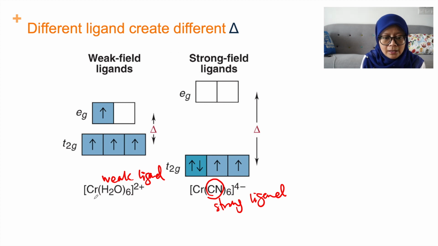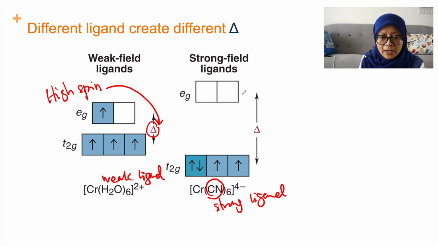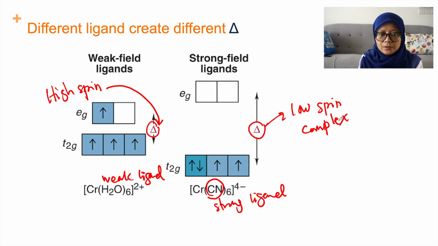So in this case, how to determine this other than the types of ligand? If you have the weak ligand and the strong ligand, what happens here? Most of the time, the weak ligand will give you a small energy gap, and this is what we call high spin. Why? Because it has a smaller energy gap here. If you have a strong ligand, or a large energy gap here, then most of the time we call it a low spin complex. This is a low spin complex, and this is a high spin complex.